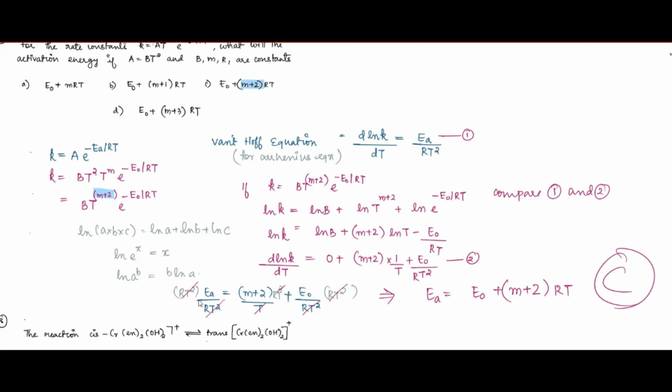Done. Okay. So അവർ നിങ്ങൾക്ക് ഏത് relation തന്നാലും you just do this. You will be given with some random equation of k. You find the ln, natural log, find the derivative with respect to temperature, compare it with the EA by RT square, cancel it, you find the value. Okay. So that's all about the Arrhenius equation, the questions.